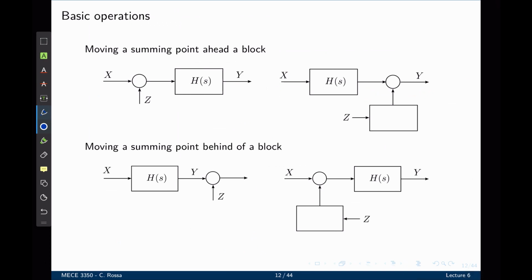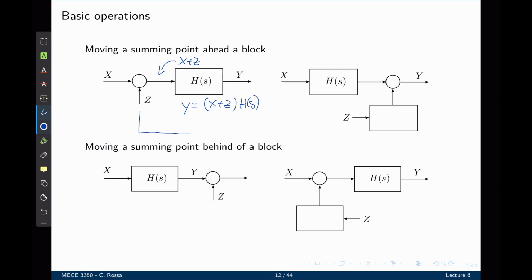The next basic operation is moving a summing point ahead of a block. The summing point is behind the block in this example, and we wish to move that past the block. We can write an expression for y if, in this case, at this point in the diagram we have x plus z, and we can then write that y equals x plus z times h of s.